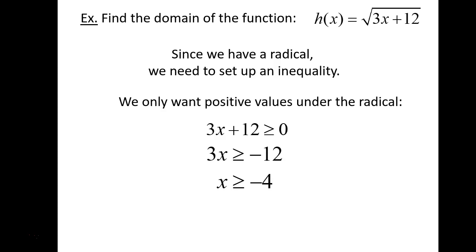Just like we solved inequalities at the end of chapter 1. And then let's write this in interval notation. So we want all the numbers from -4 up to infinity. And this time we want to include the -4 because it's greater than or equal to, so I put a bracket around -4.